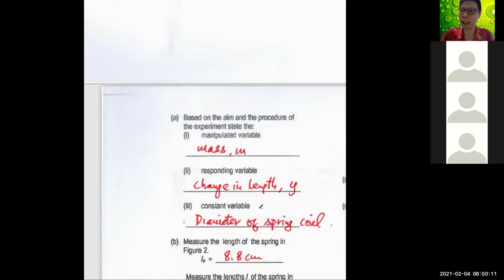Constant variable, something must stay constant, right? The one is diameter of the spring coil. The diameter of the spring must be the same, as long as you don't change the spring. Class, I want to ask you why the diameter of the spring coil must be the same?